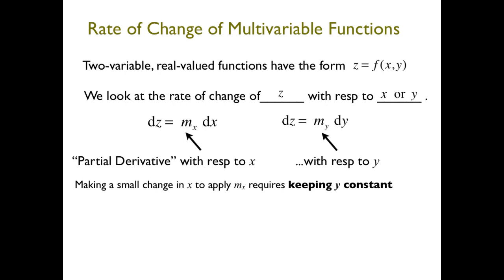So really it's the same. If we want to look at the partial derivative with respect to x, we just hold y constant, and then we have the same analysis that we've done before. For any change in x, the change in z is the derivative times the change in x.